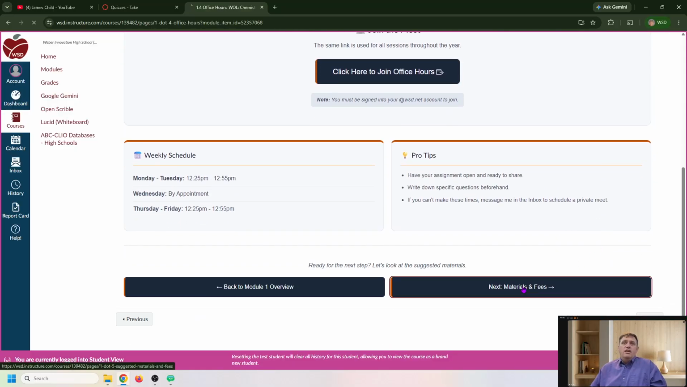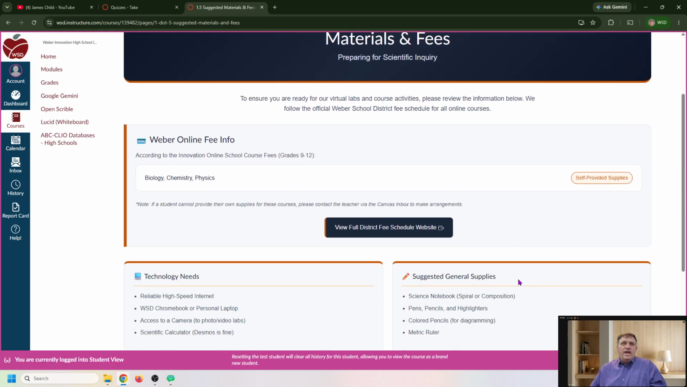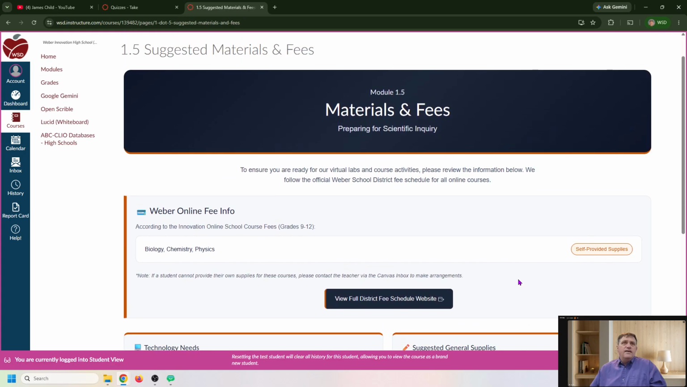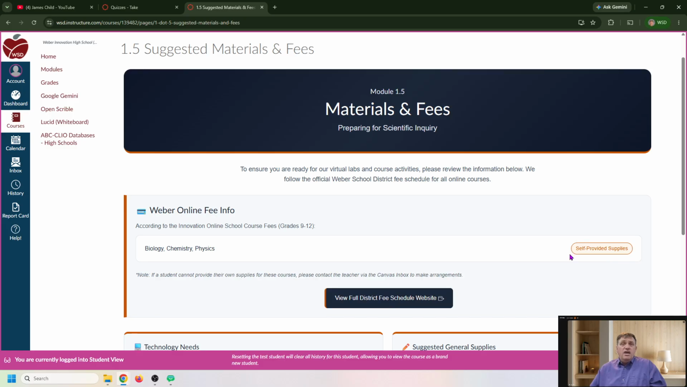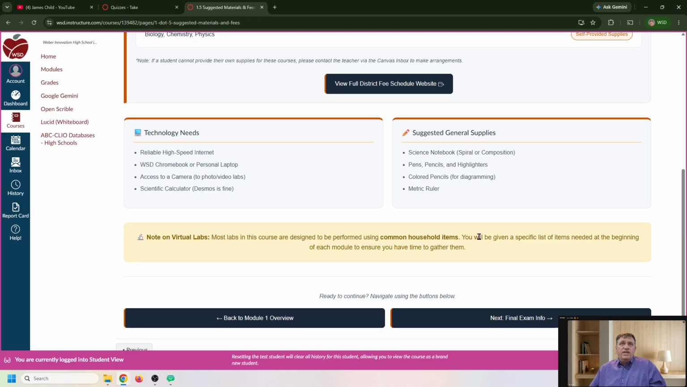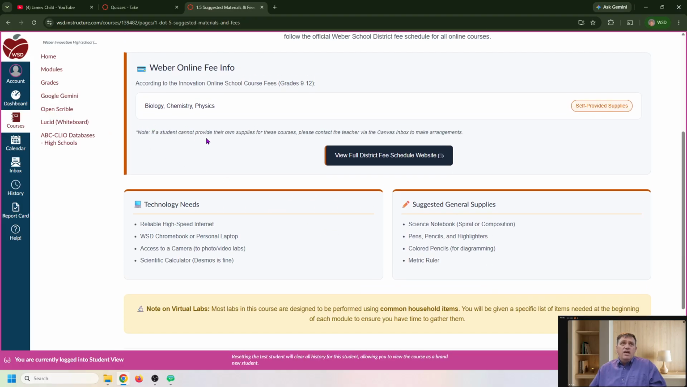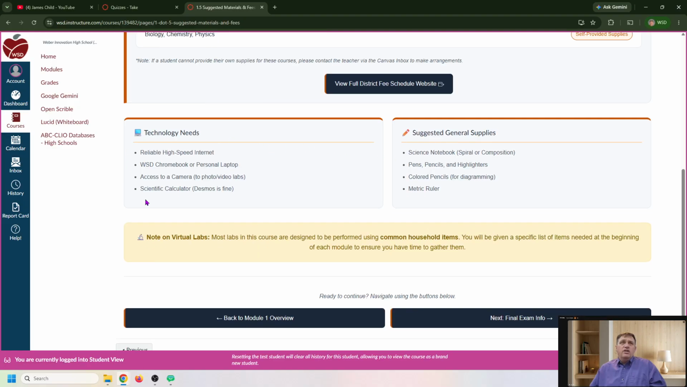Okay. Materials and fees. There are labs in this class, and the items for the lab are self-provided. I've done my best to make sure that they are common household items. However, if you cannot provide for your own supplies, you let me know. I'll get it set up for you, and you can come and get it and take it home and do it that way.